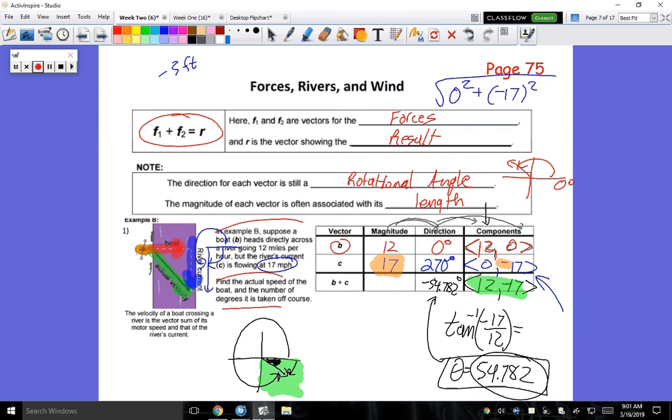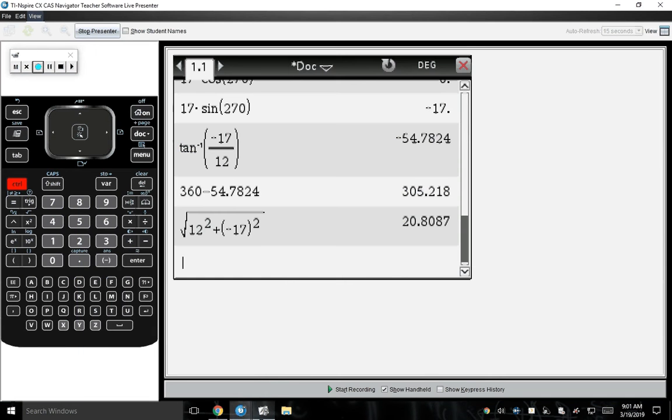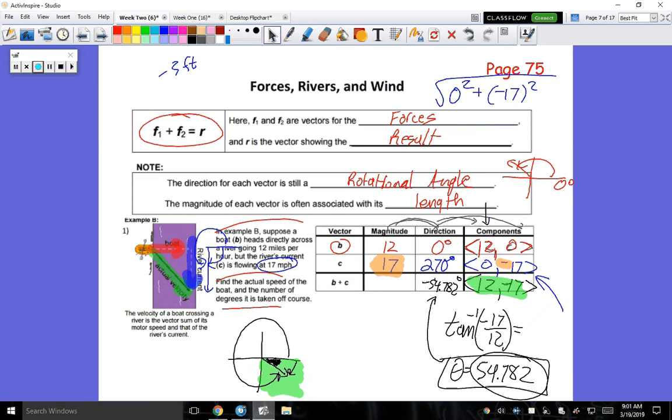Now let's do a squared plus b squared. Take the square root. Again, remember to put negatives inside parentheses, as you see right here. And you should get that the magnitude is about 20.8. So we're going to say 20.809 units. Okay, so find the actual speed.